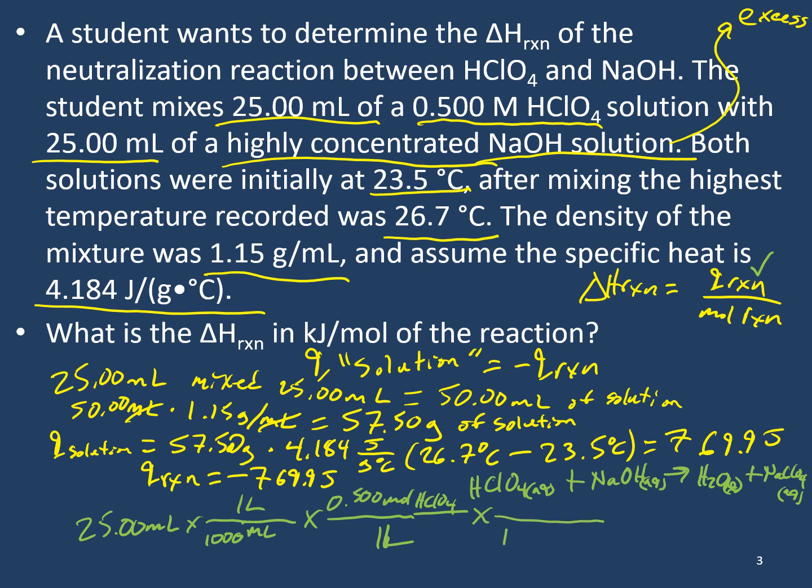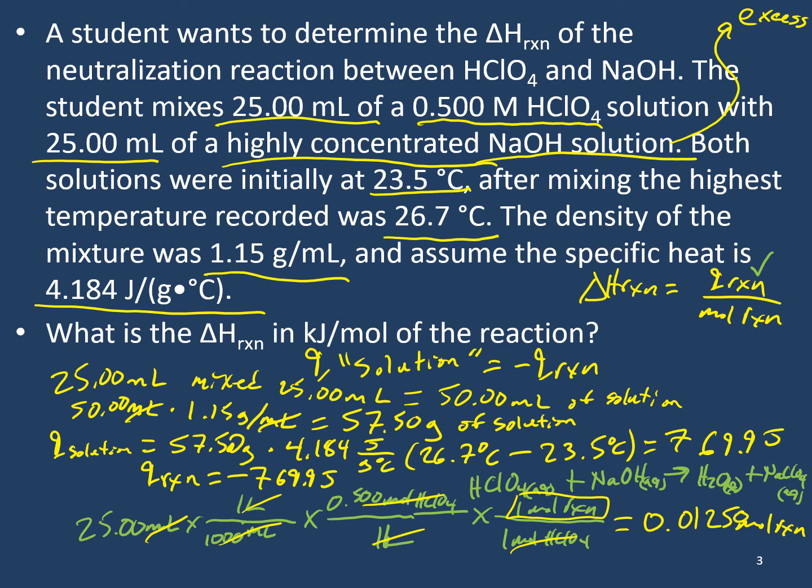Then I want to go from 1 mole of HClO4 to 1 mole of reaction. We know that's per mole of reaction because our reaction only has 1 mole of HClO4 in the balanced chemical equation, so it's a 1-to-1 mole ratio here. And if we look, everything's canceled except the moles of reaction, which is what we need to calculate our delta H. This gives me 0.0125 moles of reaction. Actually, we have another 0 here technically.